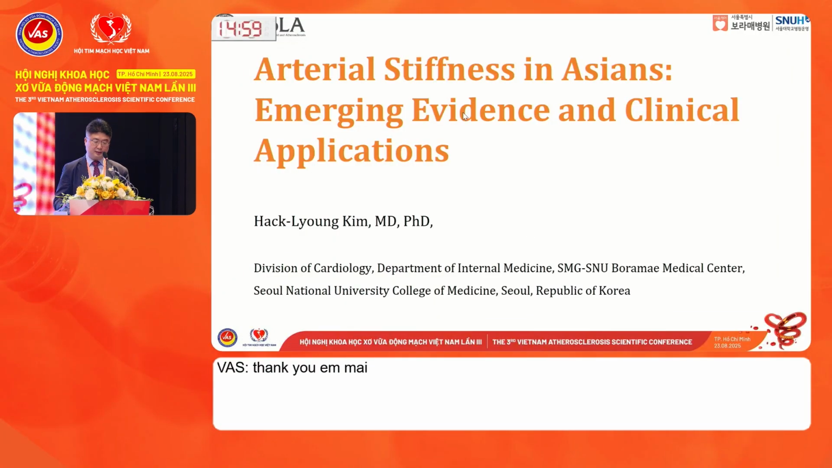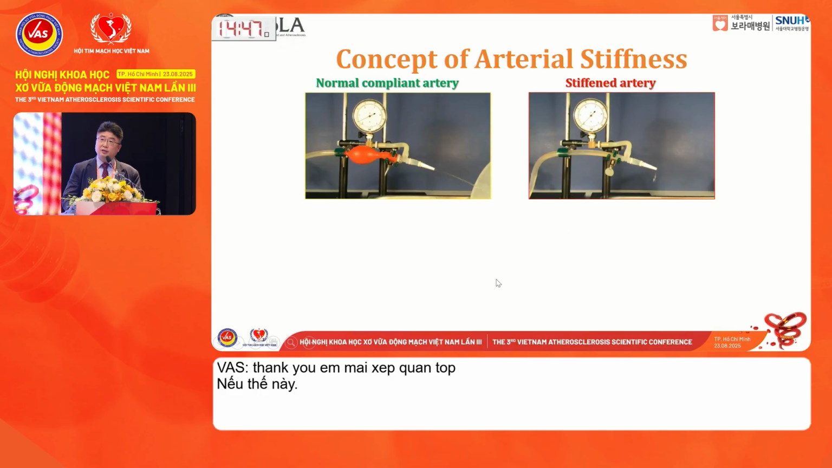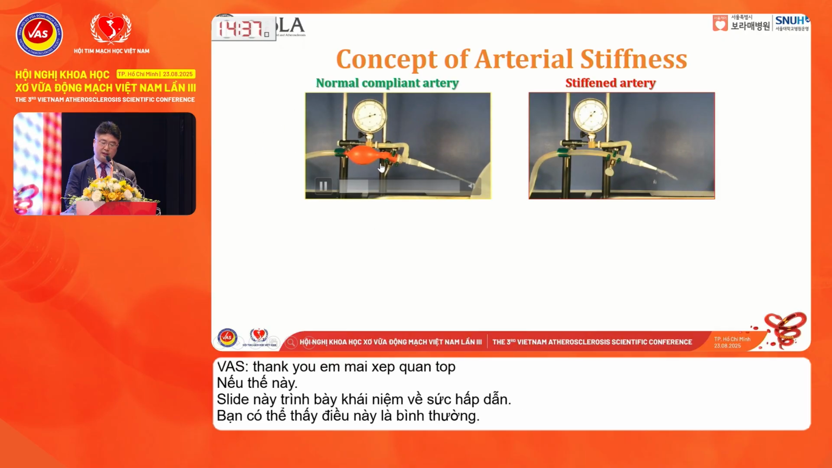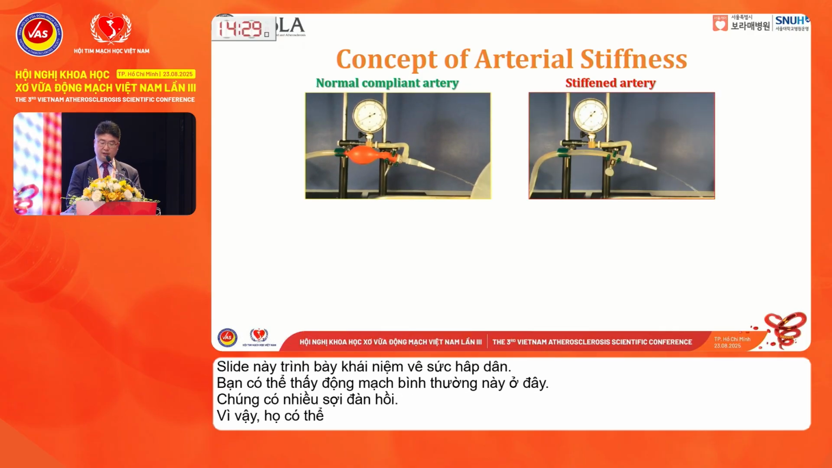My second topic is about arterial stiffness. This slide shows the concept of arterial stiffness. You can see here this normal compliant artery. They have abundant elastic fibers, so they can have a buffering effect for the pulsatile energy from the left ventricle.